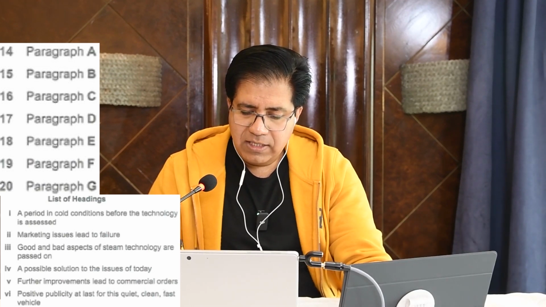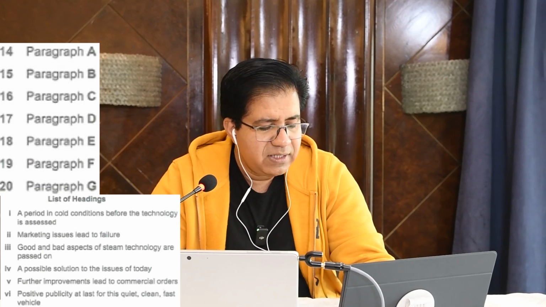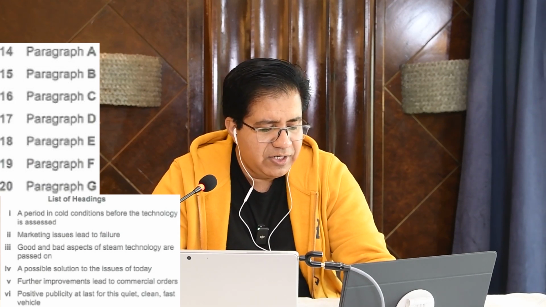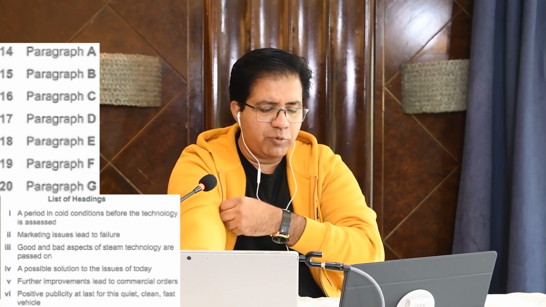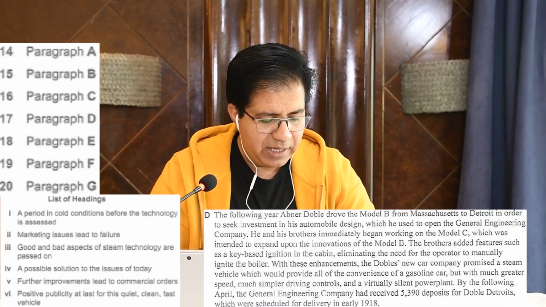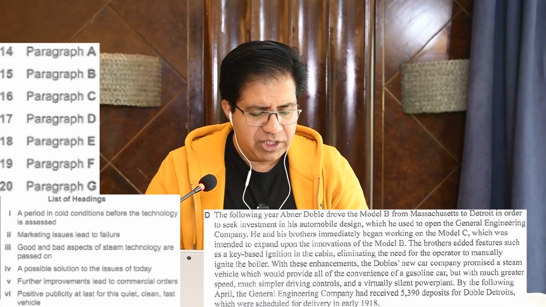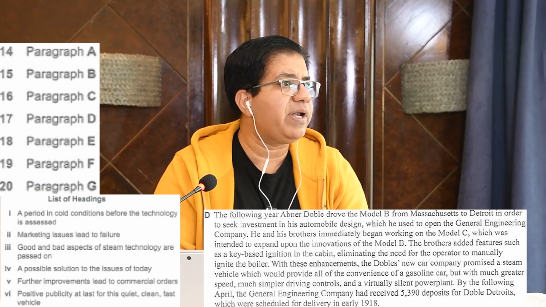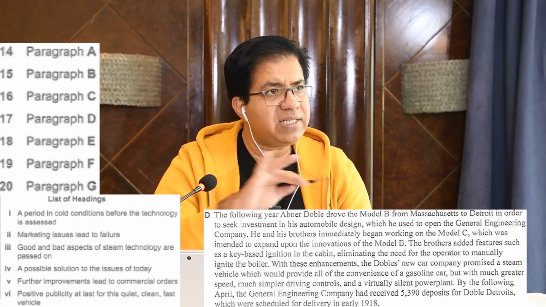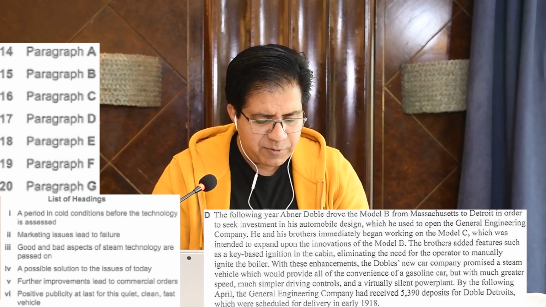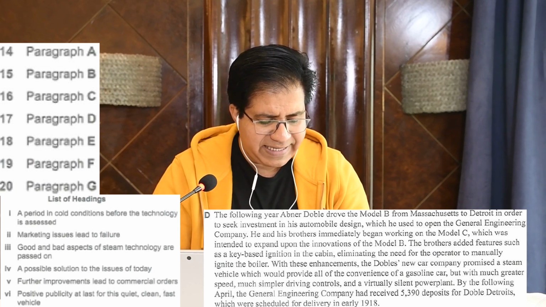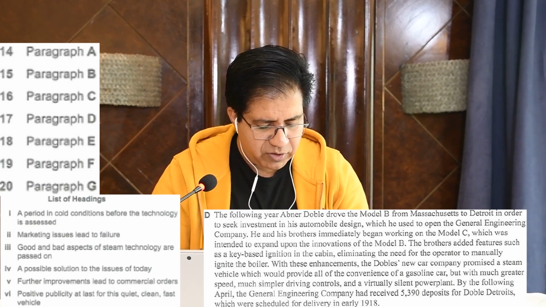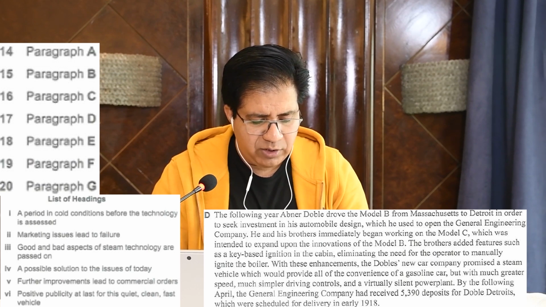Okay. So which paragraph should we do now? D for doctor. Okay, please come to paragraph D. Everyone. The following year, Abner Doble drove the Model B from Massachusetts. We read about it. So what we've read already, we can skip that. He and his brother immediately began working on Model C. Alright. So they're talking about Model C, which was intended to expand upon the innovations of Model B.